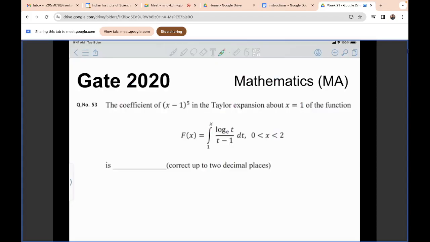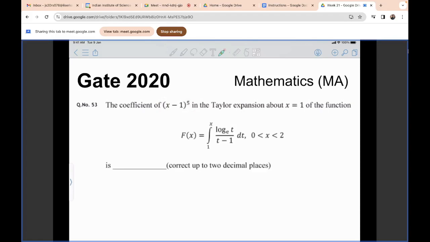Today we'll solve a Gate 2020 question. This is a question from real analysis, question number 53. It asks for the coefficient of (x minus 1) to the power 5 in the Taylor expansion about x equals 1 of the function f(x), which is given here, for x belonging to 0 to 2.